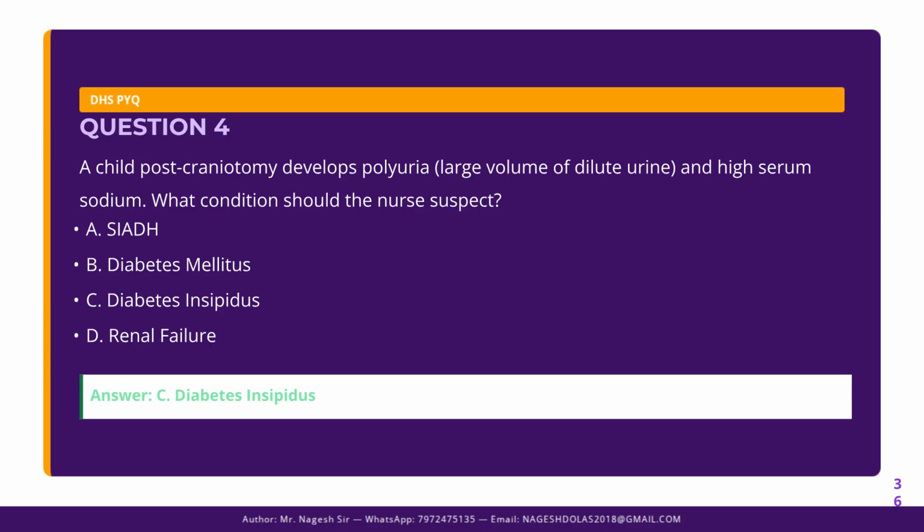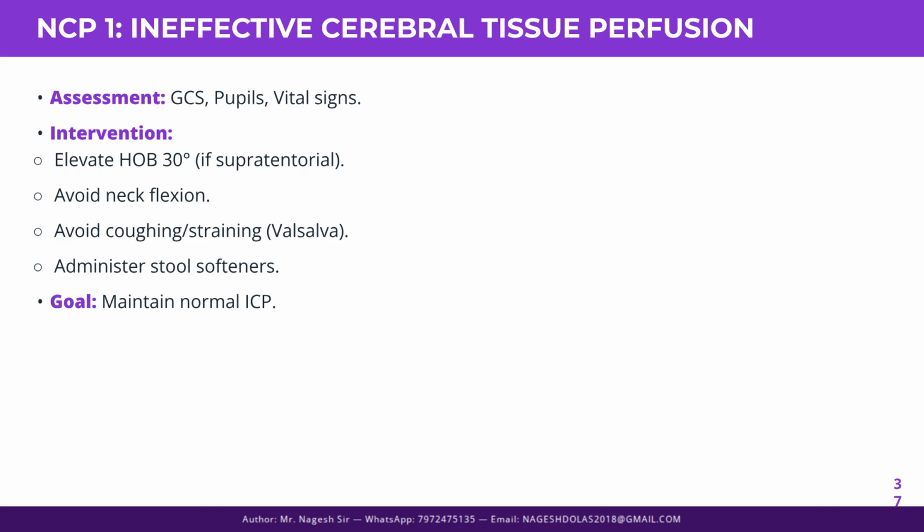Question 4. A child post-craniotomy develops polyuria and high serum sodium. What condition should the nurse suspect? The answer is C. Diabetes insipidus. The nursing care plan for ineffective cerebral tissue perfusion focuses on maintaining normal ICP.